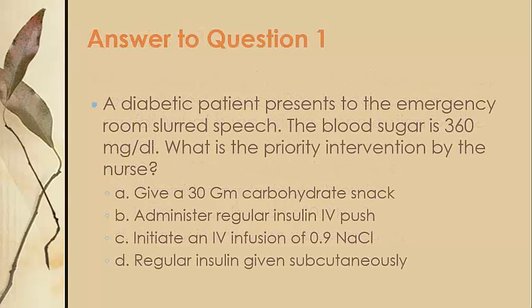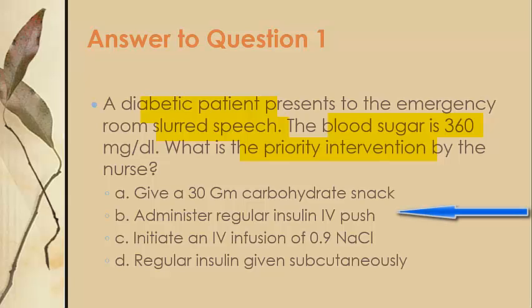Okay, let's go back to the question, look at the answers. Let's go back to the stem. What do we know in the stem? A diabetic patient with slurred speech and the blood glucose is 360 milligrams per deciliter. That tells us that the patient is in DKA. Now we need to know what is the priority intervention for DKA. Give a 30-gram carbohydrate snack? Well, we can cross that off immediately because that's what we do for hypoglycemia, not DKA. Our blood glucose is too high.